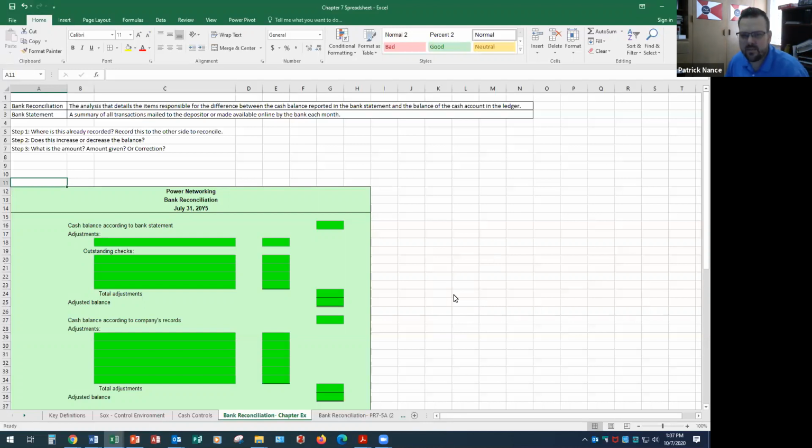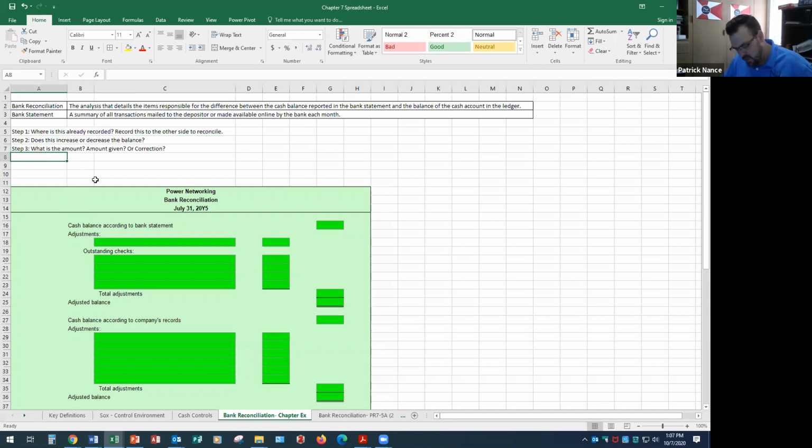The easiest way to frame reconciling items in your mind, at least for me, is to think about who knows about it. Does the books, meaning the company, know about it, or does the bank know about it? Those are the two options, the company records or the bank records. Who knows about it and has it recorded, which means I can figure out who doesn't. That's my step 1: where is it already recorded, so I record it to the other side to reconcile. Step 2: does it increase or decrease the balance, and by how much?